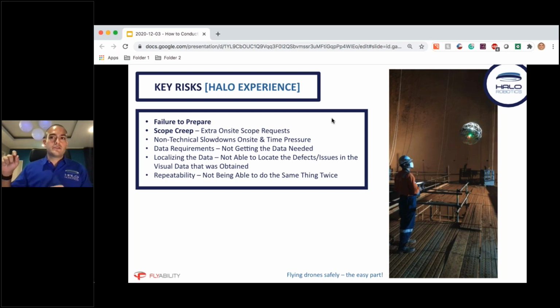And then how to actually identify that image 507, from this particular location, is actually the asset defect that we need to put into the inspection report. So localizing the data is a key risk. And then repeatability, so not being able to go and do that again is another big problem. So next slide, please.